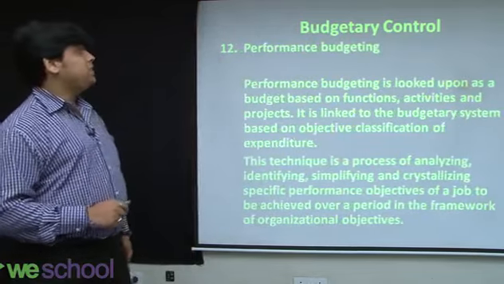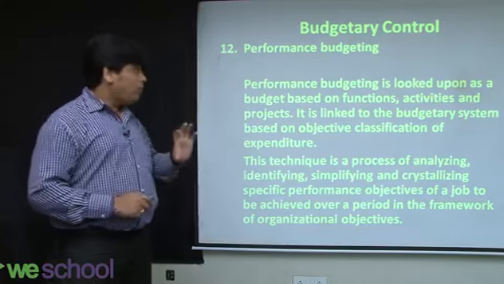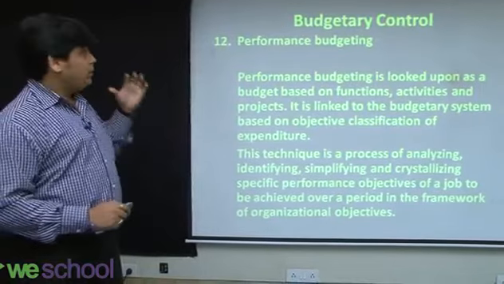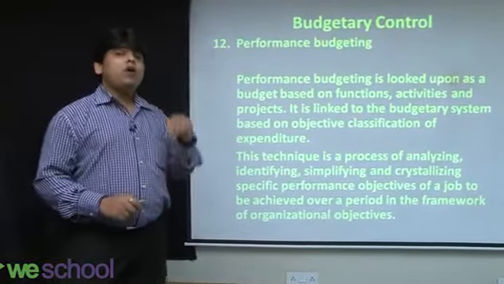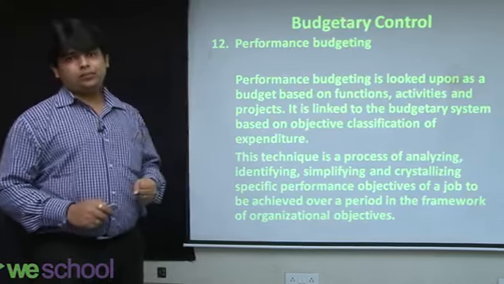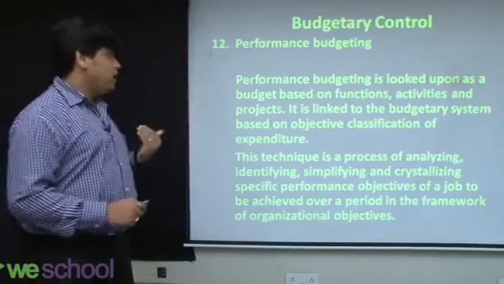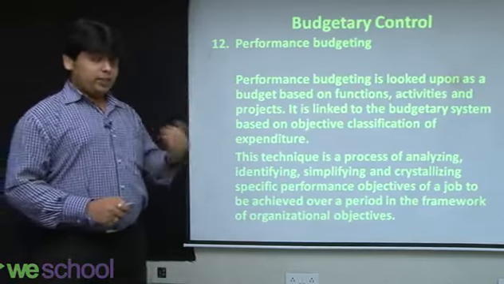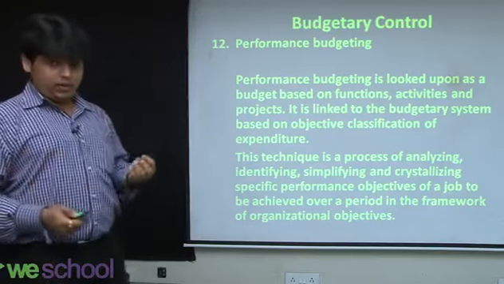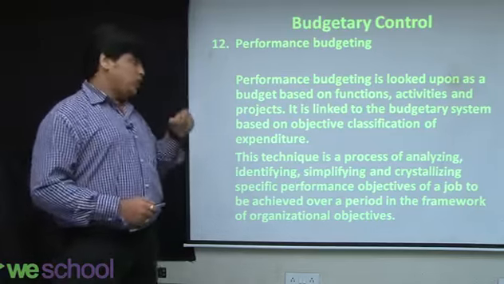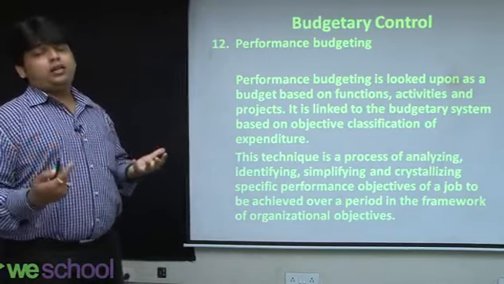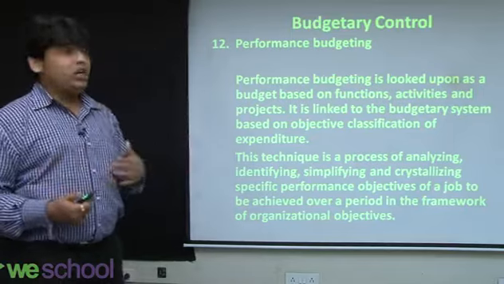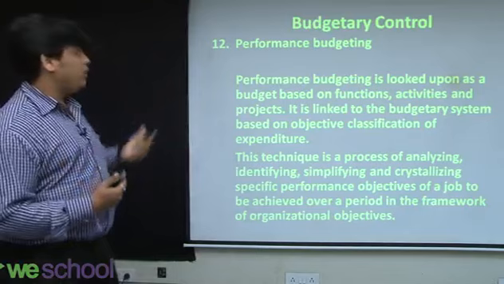Now the next budgeting is performance budget. Performance budgeting is looked upon as a budget based on functions and activities. The performance budget will give you the details of various departmental heads' performance. On this, we can analyze who is responsible, who has done good, which department has done good, which department has done bad. The person who is responsible can take the necessary action, or they can have a word with that departmental head as to why you failed in that. Knowing all that, we make a performance budget.